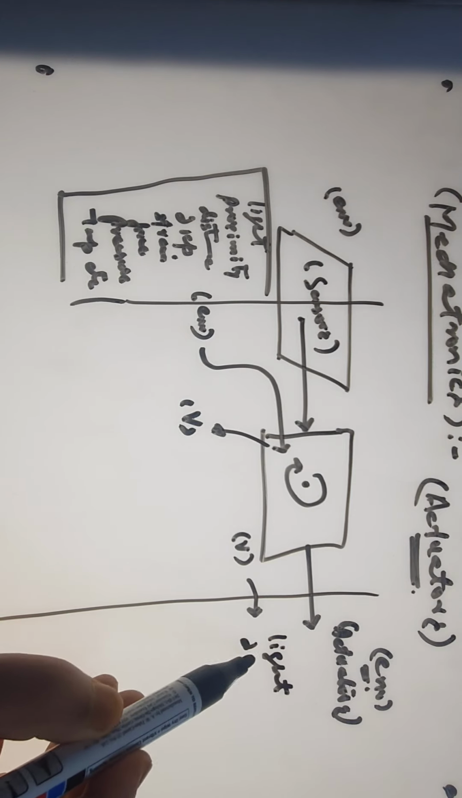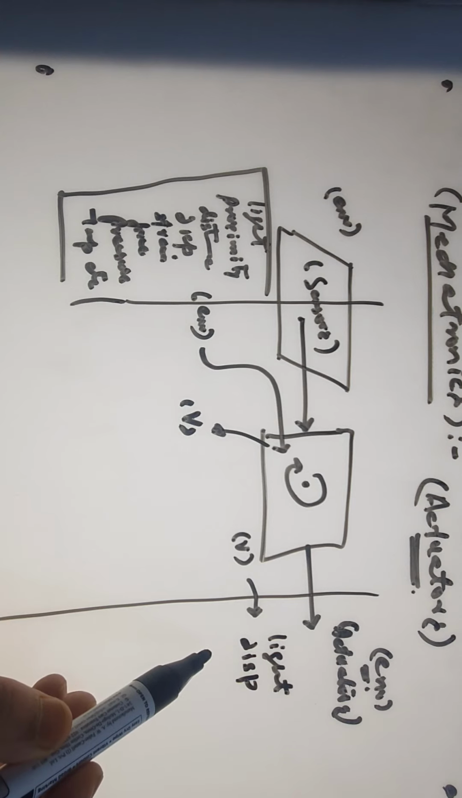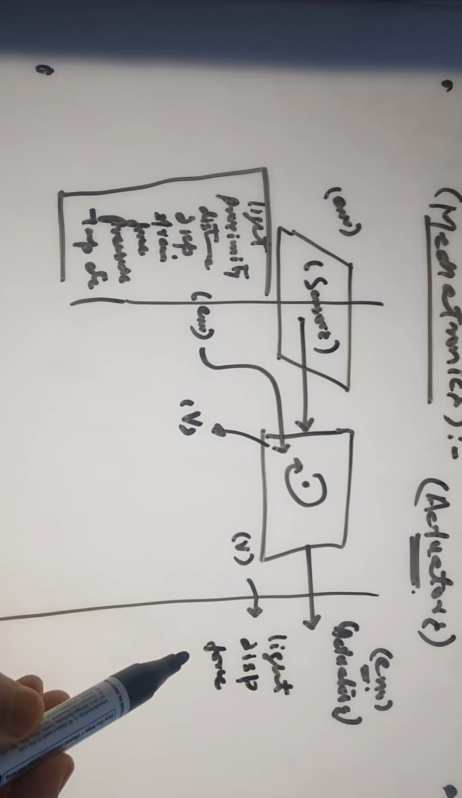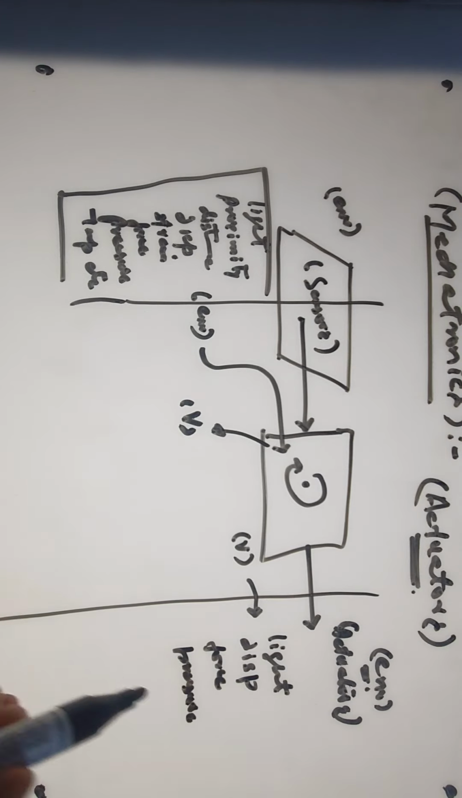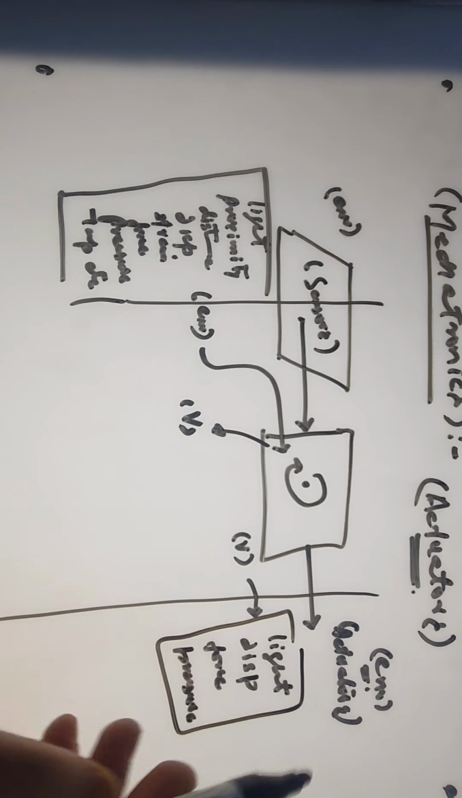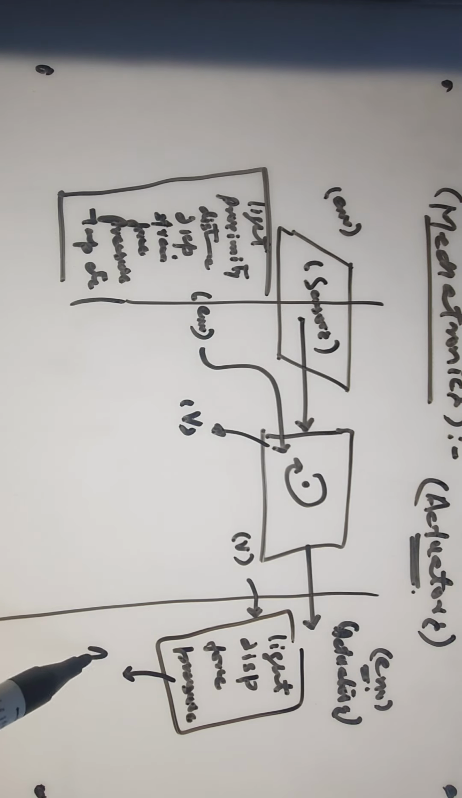It needs to be converted into displacement. It needs to be converted into force. It needs to be converted into pressure. In a way, we can say it needs to be converted into action. So those components, those devices that help me convert this system variable into action in the environment are known as actuators.